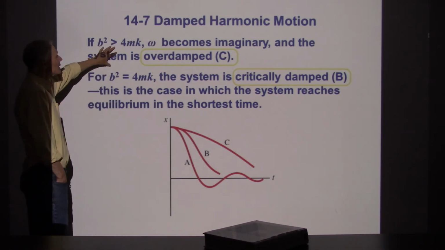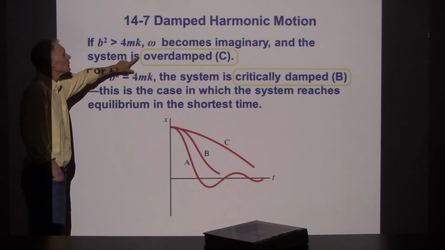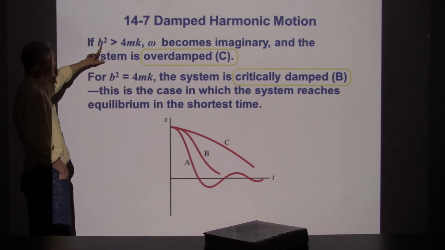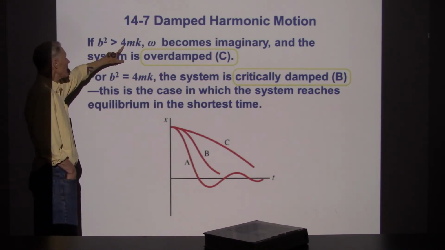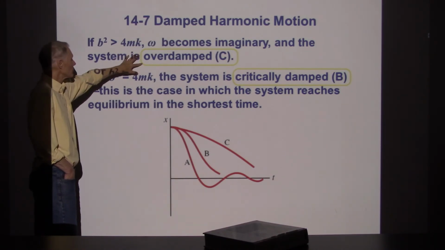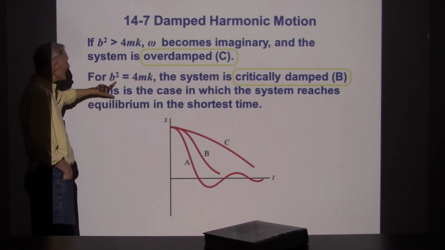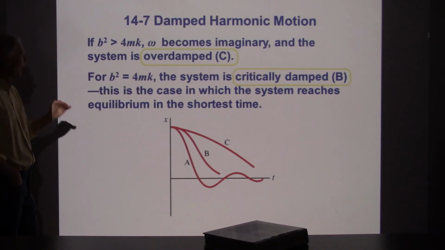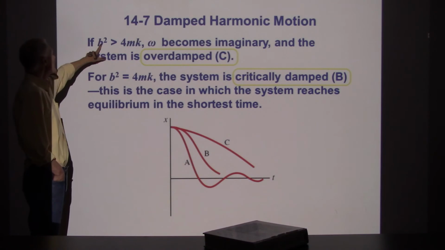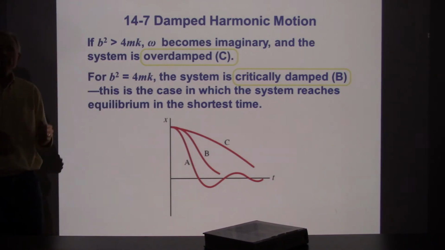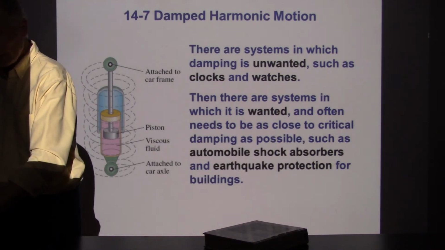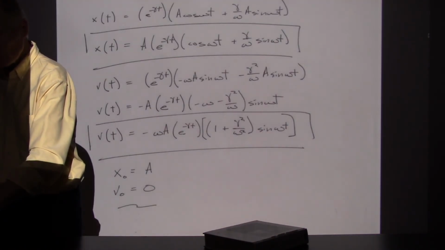Now, the way we can determine if it's overdamped, underdamped, or critically damped: if the damping factor, b squared, is greater than 4mk, it is overdamped. If b squared equals 4mk, it's critically damped. For oscillations to occur, b squared needs to be less than 4mk. That's how the categories separate out.